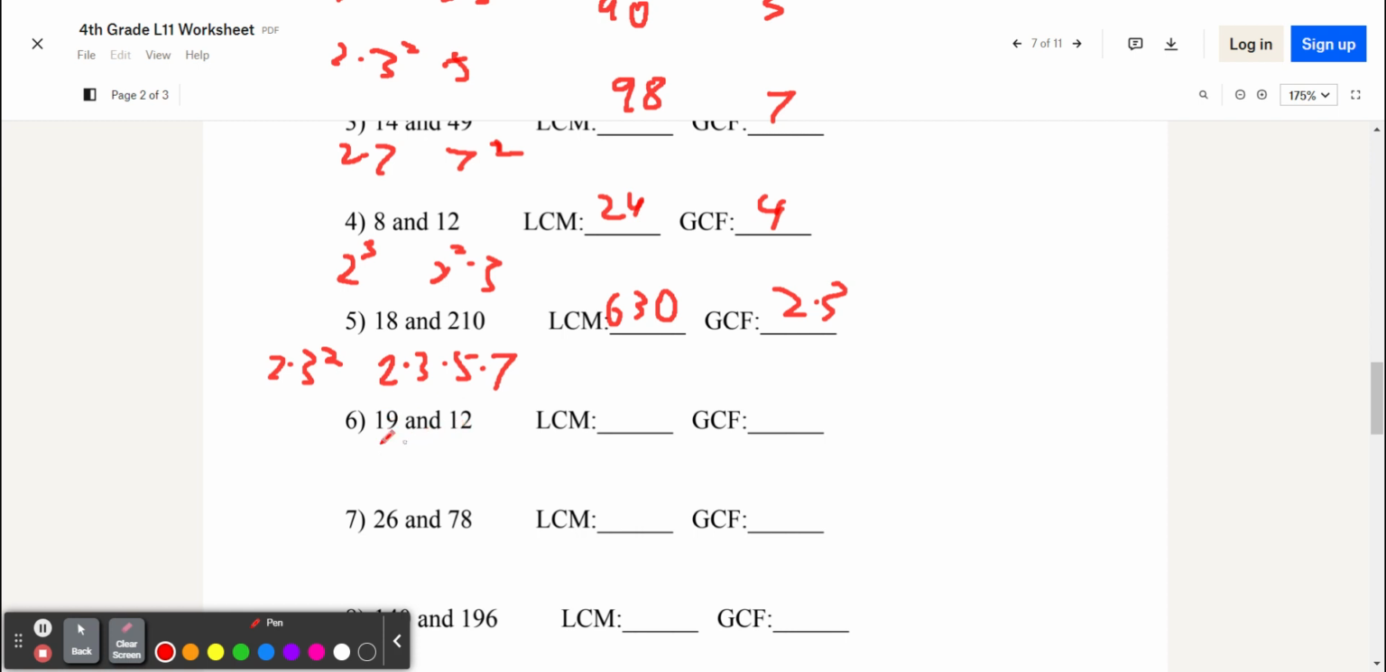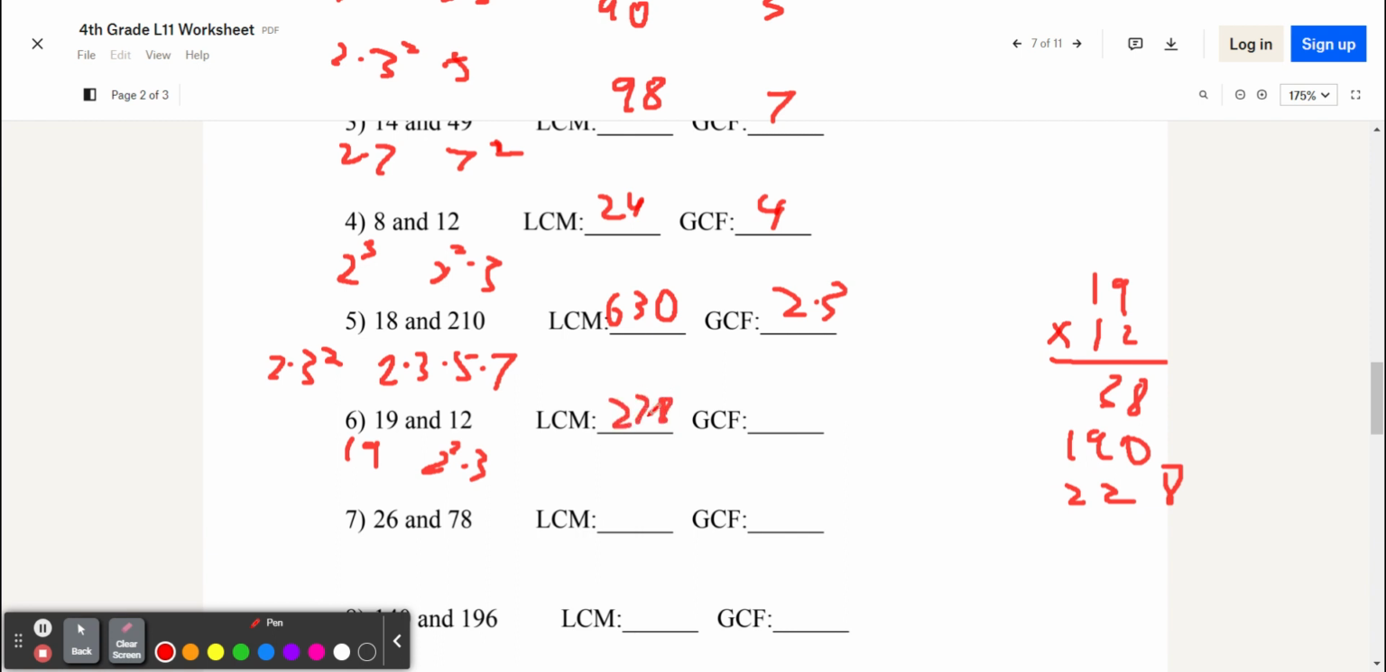We have 19 times 12. 19 is a prime number. And so when you find the LCM of a prime number and something else, it will just be equal to, well, actually no, there's no rule. But then this is 2 squared times 3. If they have nothing in common, then you can just multiply them. So we'll do 19 times 12. We'll get 38, and then 190, add them together to get 228. So the LCM is 228, and the GCF will be 1 because they have nothing in common.